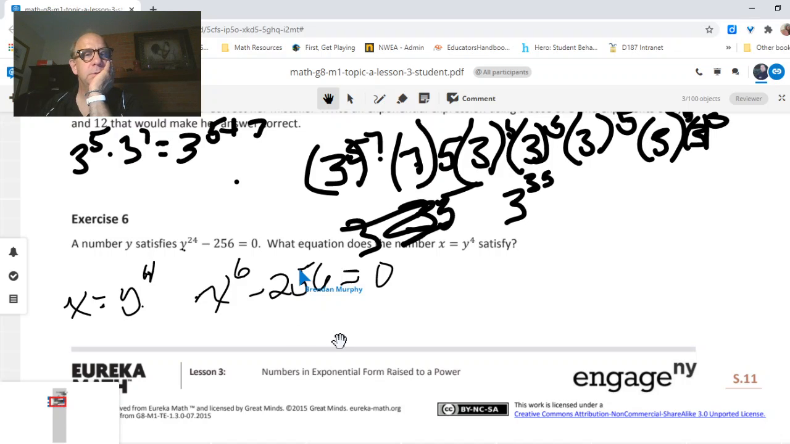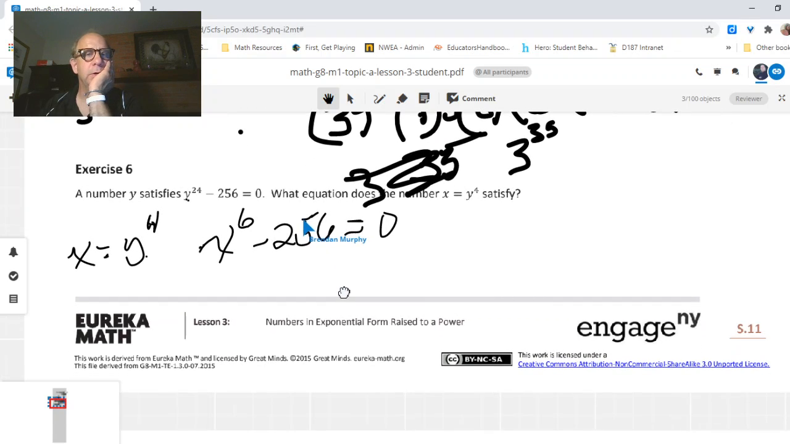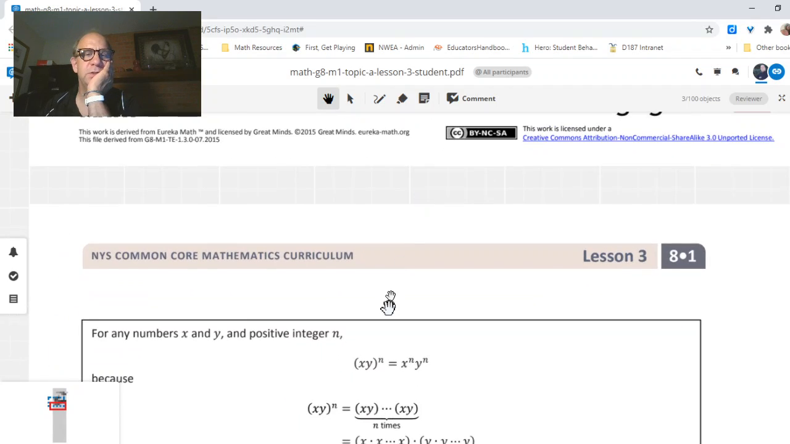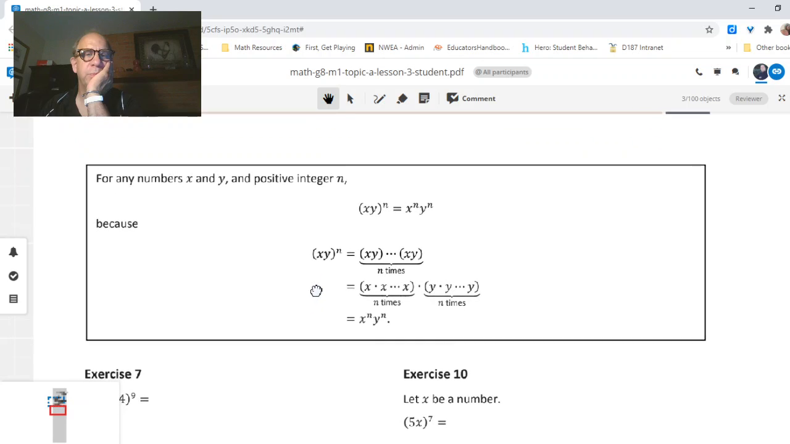Making any sense to you? That one's a little hard. Just a little confusing. It's not really hard, it's just confusing the way they're doing it.